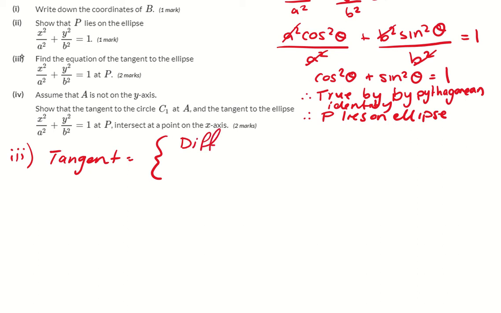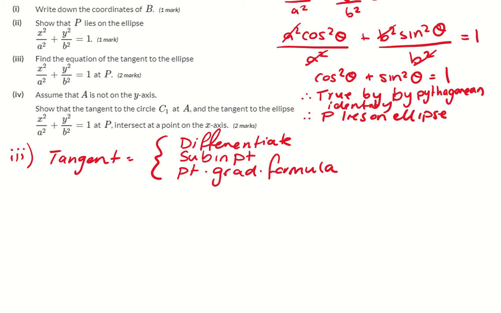Differentiate. Then generally there you sub in your point. That finds you your gradient, and then point gradient formula. Not just for the marker anyway, but just for you to be able to step out your solution. You're not going to get too bogged down and get confused at where you're at and what you're doing. Okay, so we need to differentiate our ellipse.